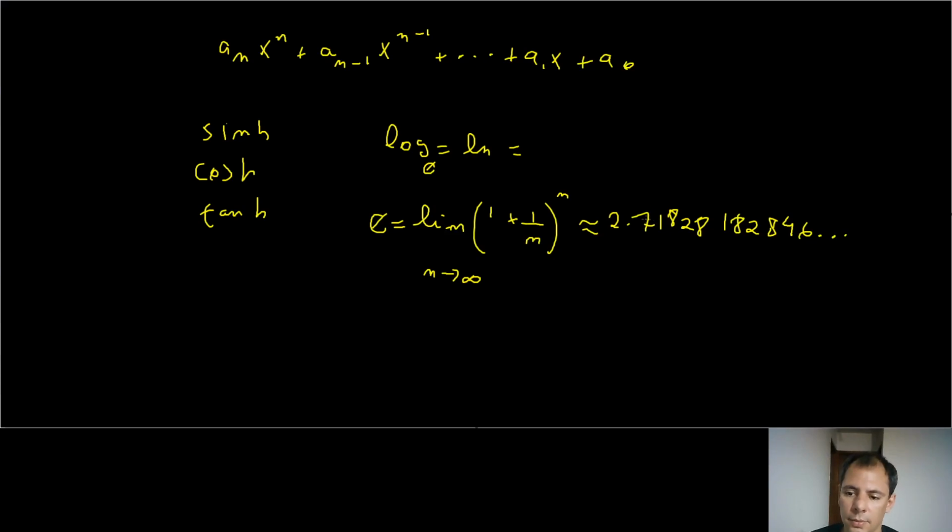For somebody that doesn't understand what an irrational number is, it's a number that cannot be represented by the division of two integers, okay? So that's an irrational number. You cannot write this as p divided by q, where p and q are integers. You can't represent this number that way. Okay, so these are transcendental functions.